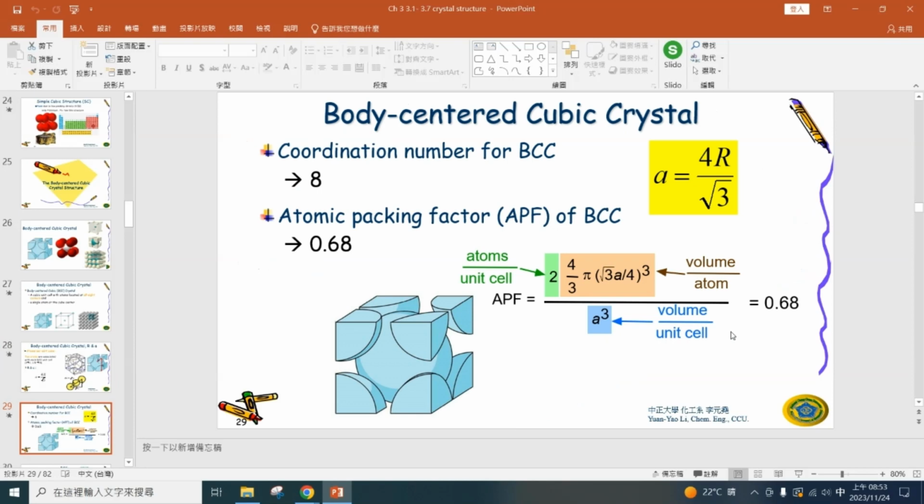So for the body-centered cubic crystal, it's this. After we calculate, there are two atoms in this unit cell, right? So the APF after we calculate is 0.68. So that means what? There are 68% of the space in this unit cell occupied by atoms. Okay?